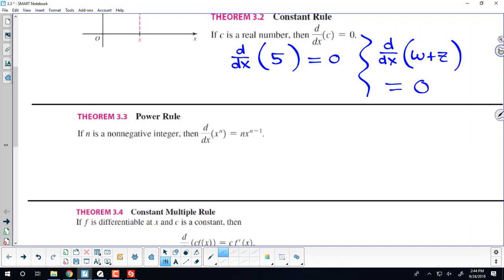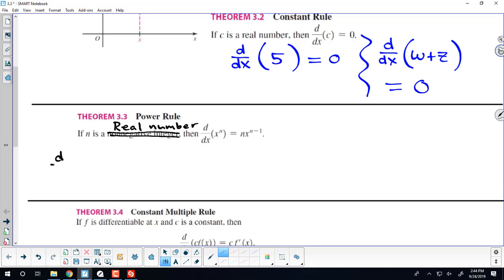So we're not proving any of these theorems. So let's cross out n is a non-negative integer, and just say n is a real number. It says to take the derivative of x to a power, you bring the power out front to multiply x and then reduce the power by 1.